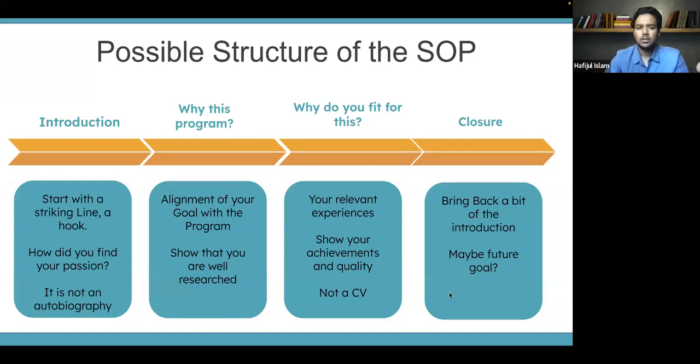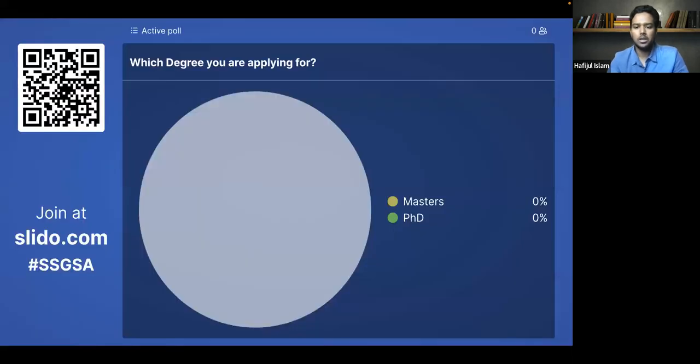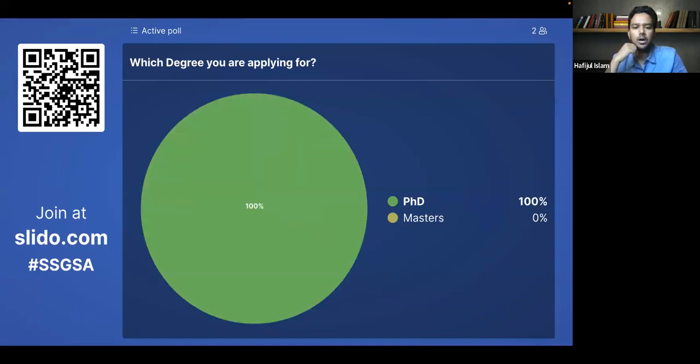Okay. So the SOP will be slightly different for people who are applying for the masters and who are applying for the PhDs. Before I delve into the different ways of writing or the examples, I want to know how many of you are here that want to do masters. So if you go to the Slido again, you will see that there are two options, either masters or PhD.